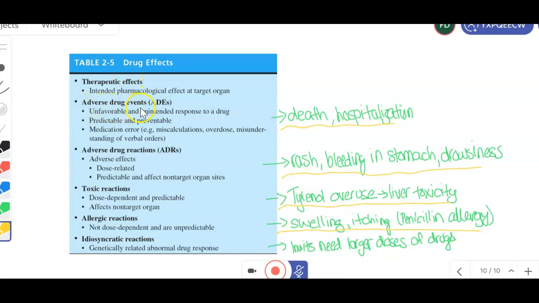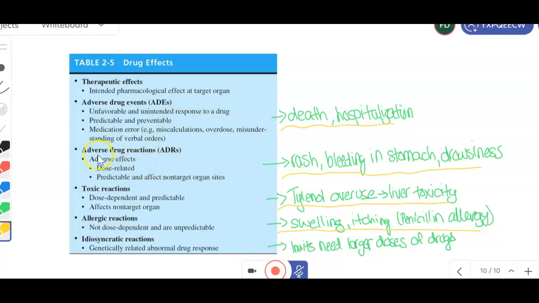Sometimes you can get adverse drug events, and this is basically when you have an unfavorable response to a drug. And so let's say you overdosed and now you're hospitalized, or you die, or someone experiences death because of an overdose. There could be miscalculations, so the pharmacist miscalculated the amount, and now you had an overdose because they miscalculated it.